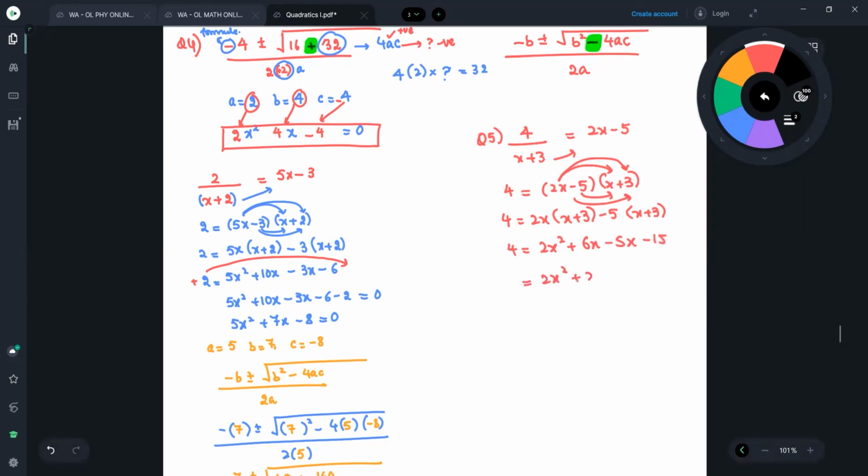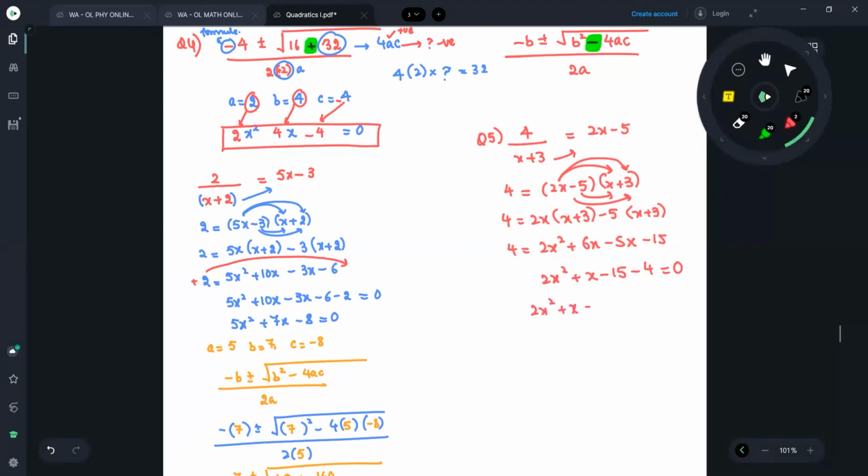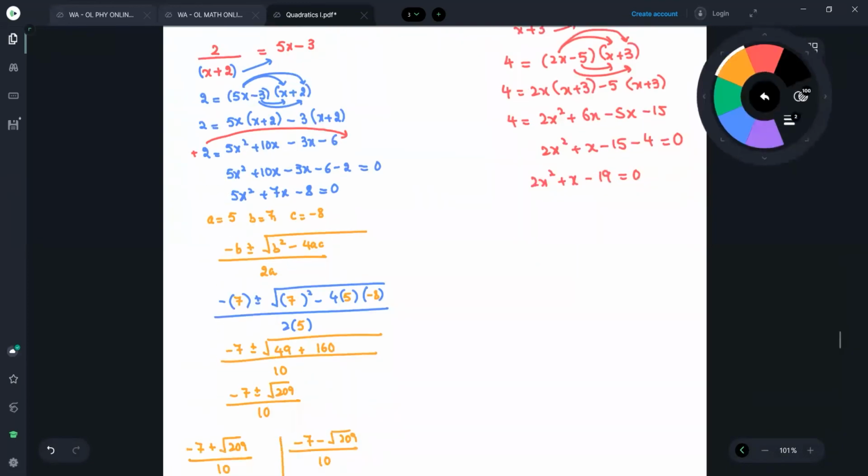Now anybody could solve this for me. 2x squared plus x minus 15 minus 4 equals 0. Yes or no, all of you? Yes. Now whether you put down the 0 on the left hand side or the right hand side, that actually doesn't make an effect, right? It's going to be 2x squared plus x minus 19 equals 0. Now quadratic formula again. A equals to, you're going to help me out. 2. B equals 1. And C equals minus 19.